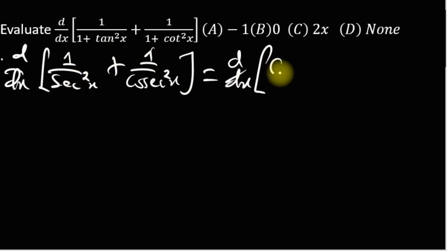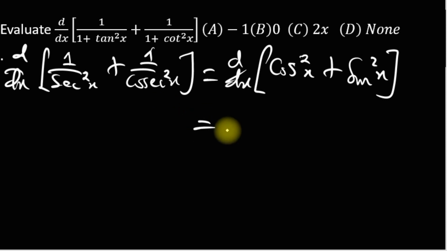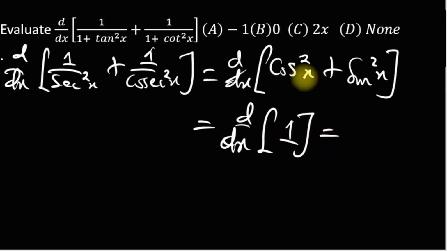1 over sec squared is cos squared, because sec is 1 over cos. So 1 over sec is cos. And also 1 over cosec squared is sine squared. So without wasting time, this is just also from our Pythagorean identity. Sine squared plus cos squared is always 1. So the derivative of 1 is 0. So our answer is B.